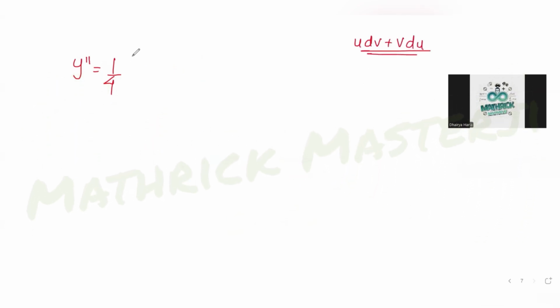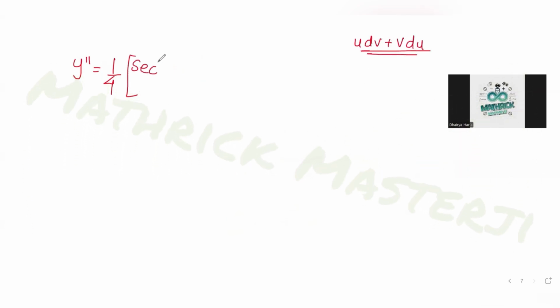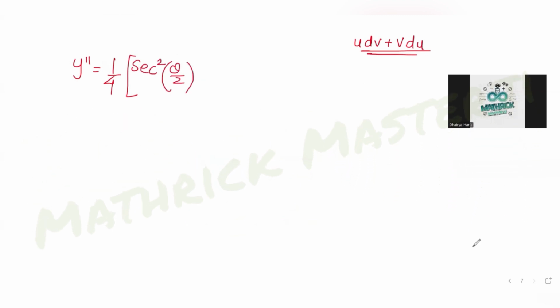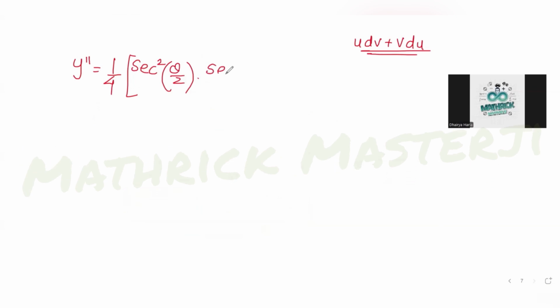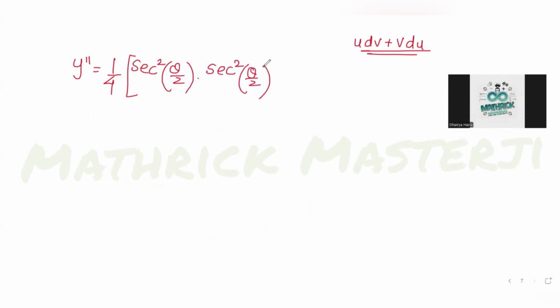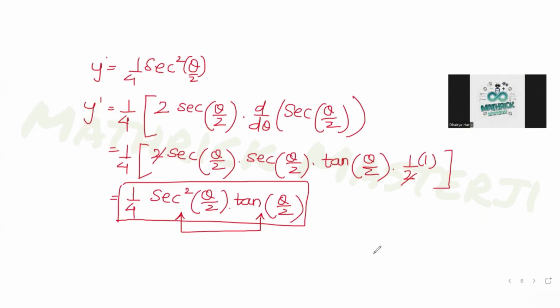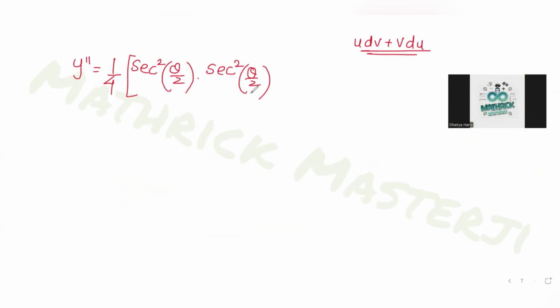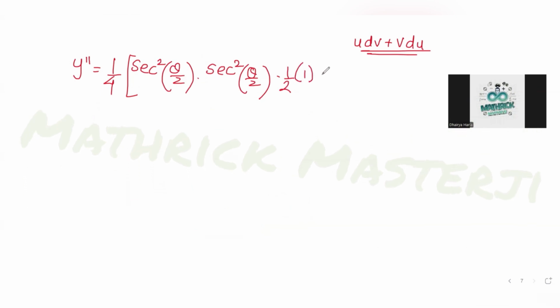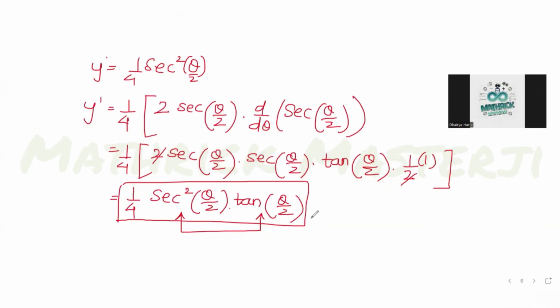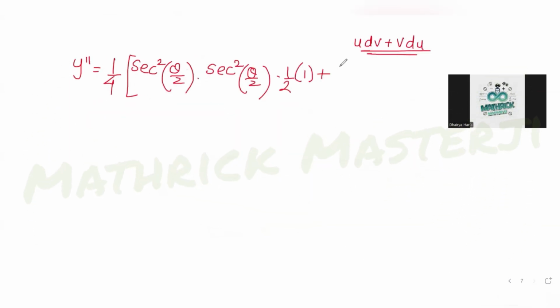So using my product rule, I can write this is sec square theta over 2 as it is. Derivative of tan theta over 2 is again sec square theta over 2. And since instead of theta over 2, I have replaced that with x to further find the derivative of theta over 2, so half. And 1 plus tan theta over 2, I'll write it as it is.